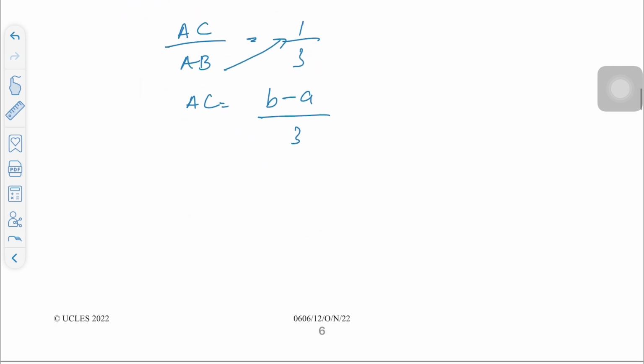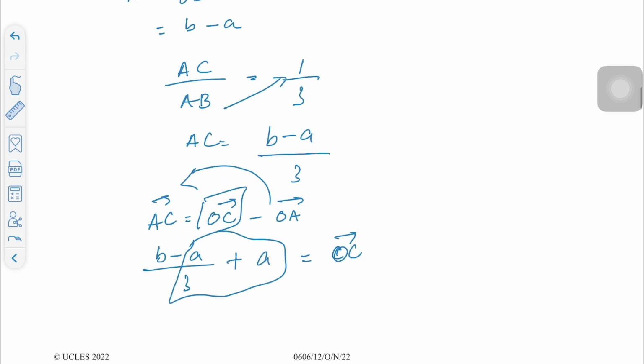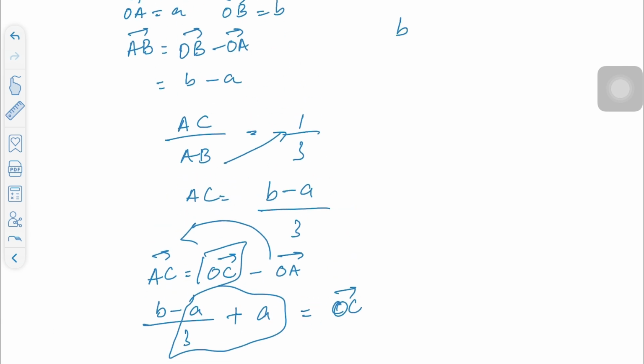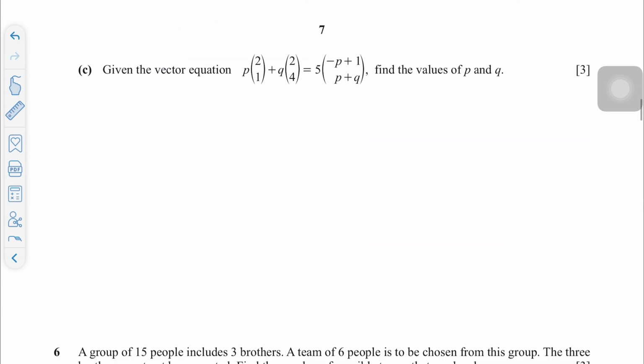We have to calculate OC. So we have our AC, which is given as OC minus OA. We have to calculate this, so this will go and will be added with AC. So we have our AC as B minus A over 3 plus A is equal to OC. And when we calculate this, we'll get our answer as B over 3 plus 2 over 3 A as our OC, right?